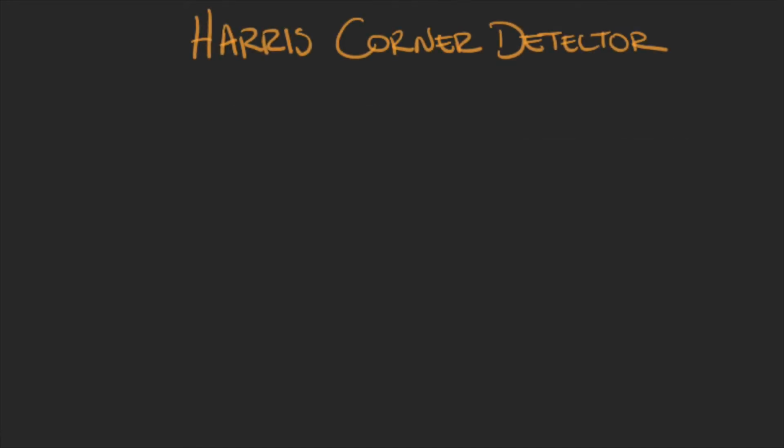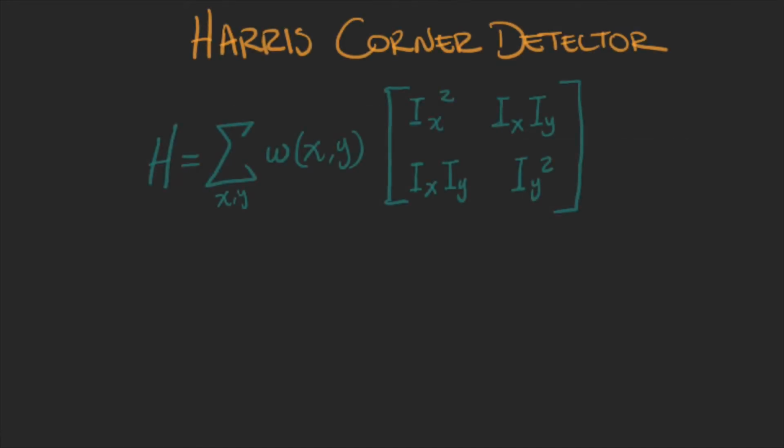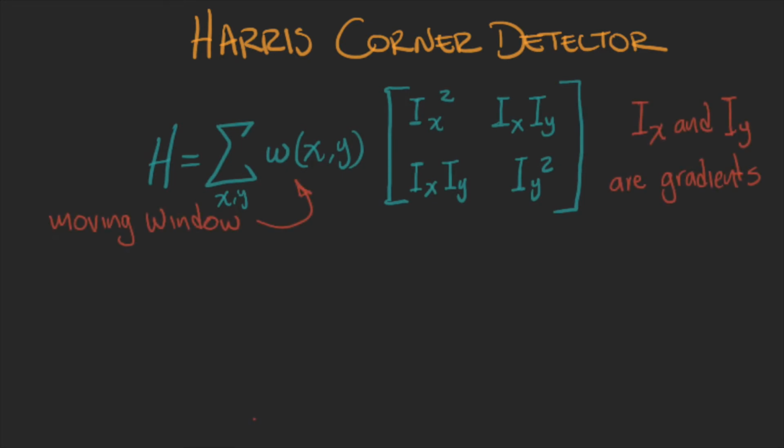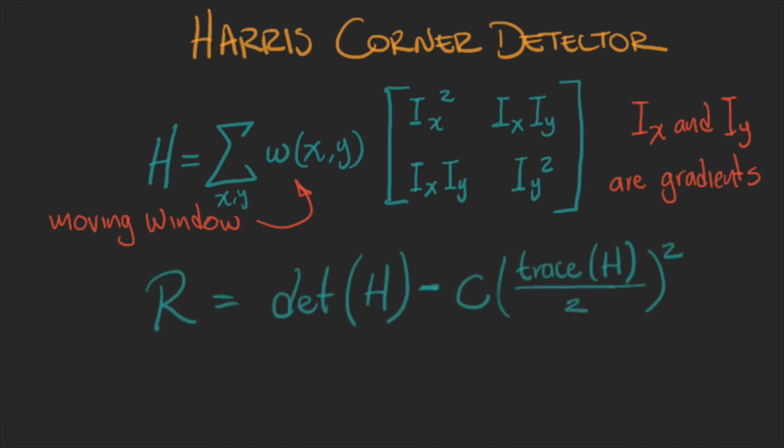However, there is a better way to identify corners. The Harris corner detector uses a matrix representation H, like this one, in which we include the image gradients for x and y. Then the detection is given by the formula R is equal to the determinant of H minus the trace of H squared multiplied by a constant.